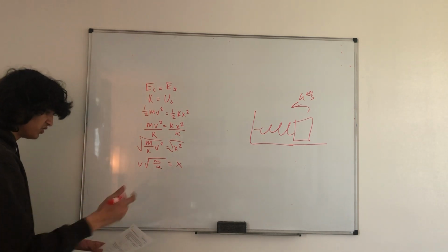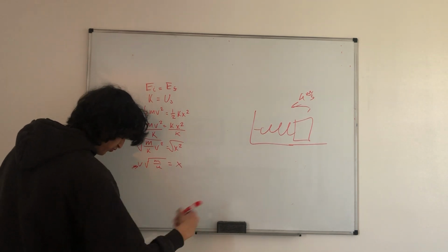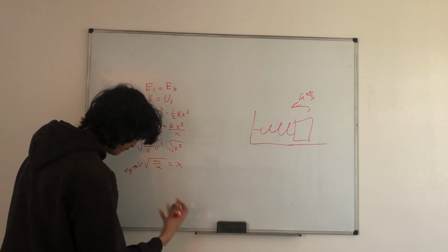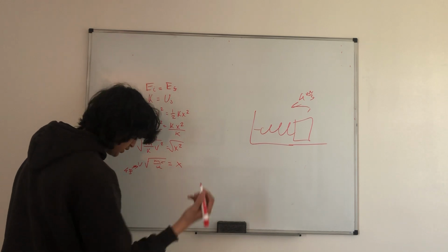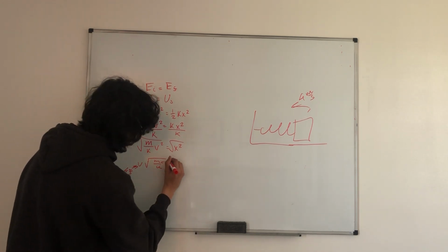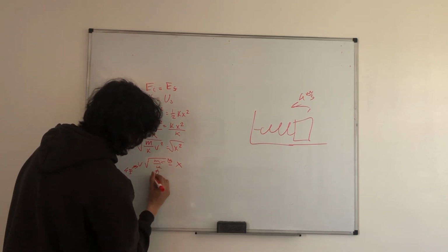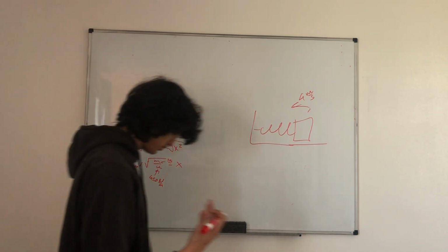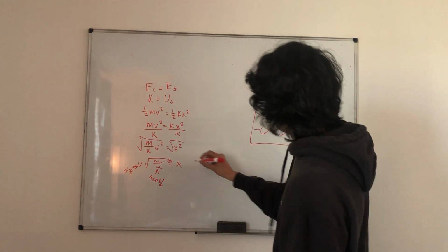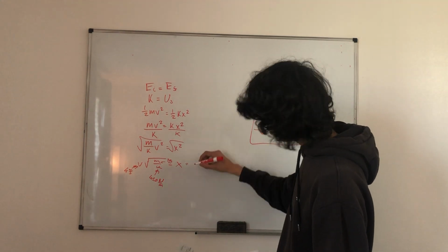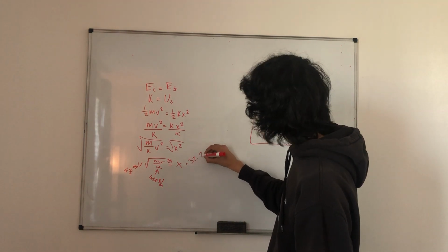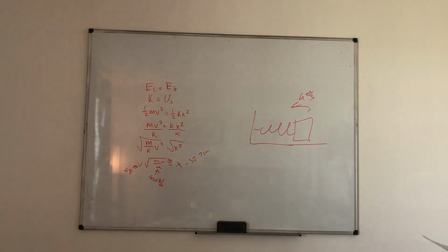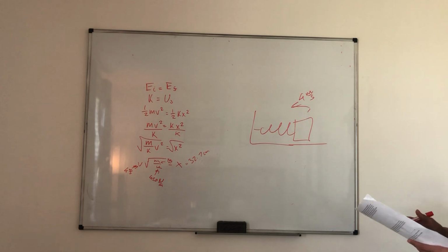So then you just plug in your v, which is 4 meters per second. Plug in your mass, which is 3 kilograms. Plug in your k, which is 450 newtons per meter, and you'll get an x, or a stretch, of 32.7 centimeters, so 0.327 meters. I can't actually read my handwriting, but yeah, I'm guessing that's what it is.